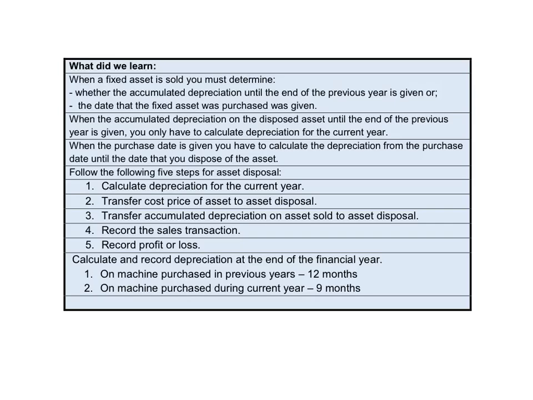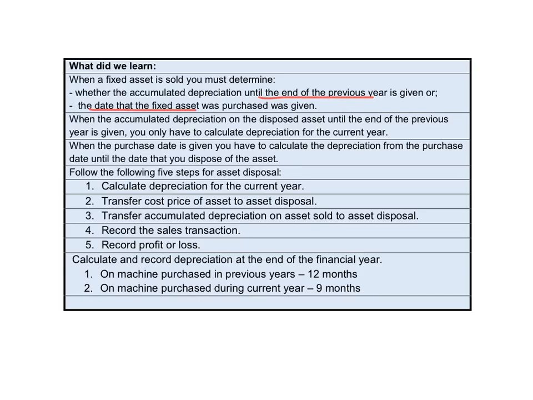What did we learn? When a fixed asset is sold, you must first of all determine whether accumulated depreciation until the end of the previous year was given, because then you don't have to calculate the previous year's amounts. If they don't give you the accumulated depreciation up to the end of the previous year, they will give you the date that this fixed asset was purchased, and you will have to determine what was the total accumulated depreciation from the purchase date until the date that the asset is sold.